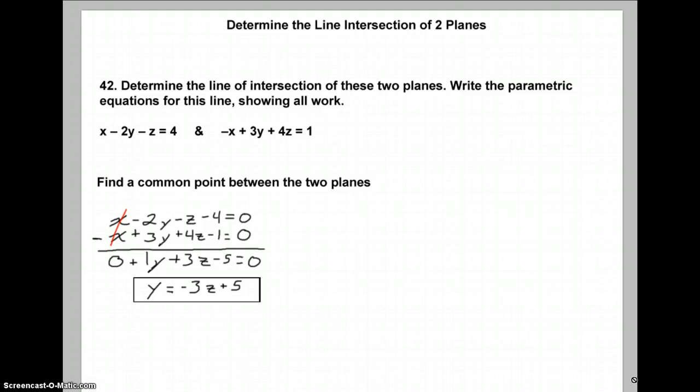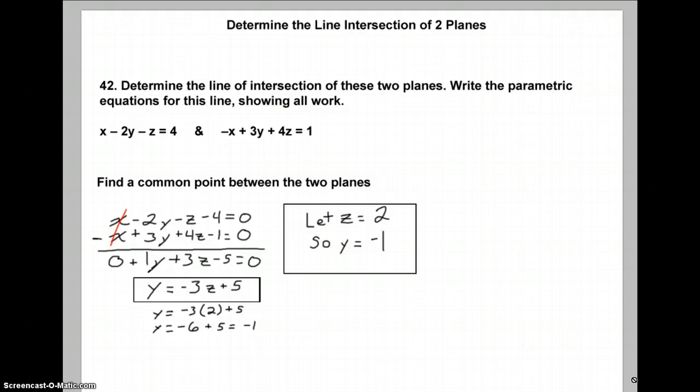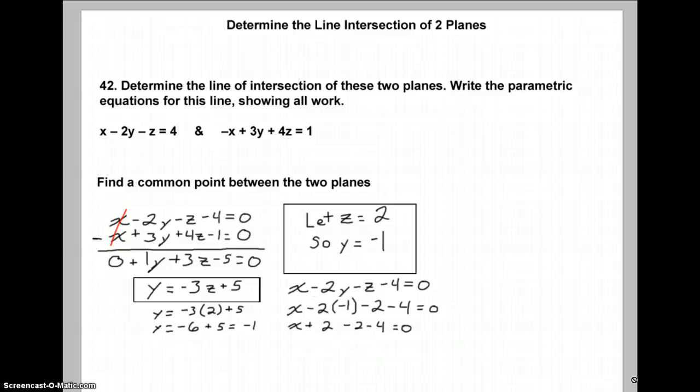In order to solve this, we need a value for z. We can just assign one to it. Let's say that z is equal to 2. Now we can substitute this into our equation and find y to be negative 1. Now we can plug those values into one of our initial equations and solve for x. We can simplify this and end up with x being equal to 4. We've now found the common point between the two planes at (4, -1, 2).